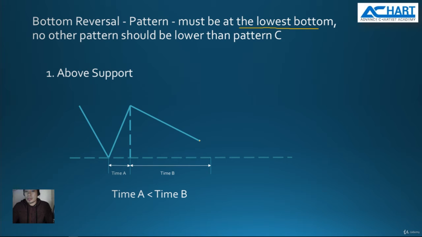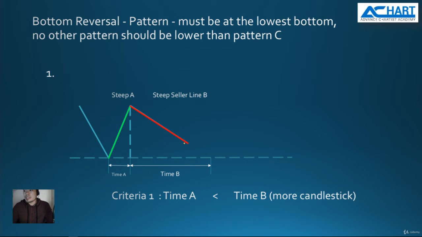Alright, again, this is above support, and time A is less than time B. What we can notice is that when time A is less, that means the buyer becomes more aggressive, because at that point it takes less time for the buyer to get into the peak of the price, and it takes time for the seller to end up at its supply line.